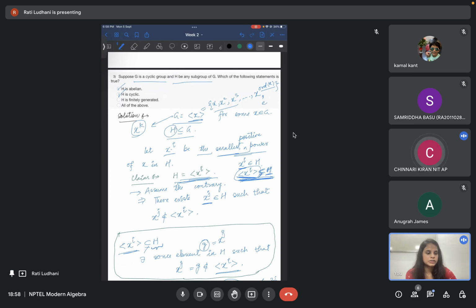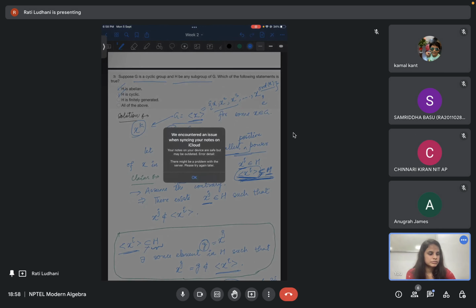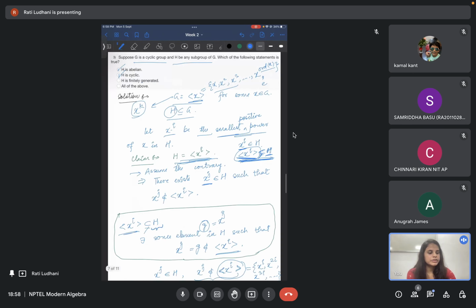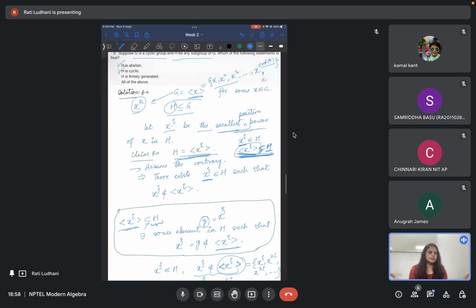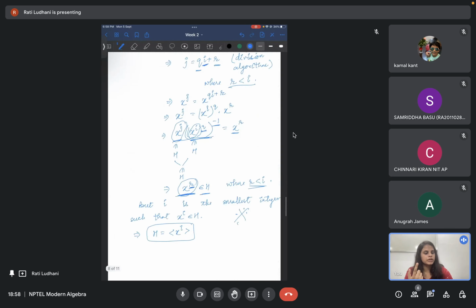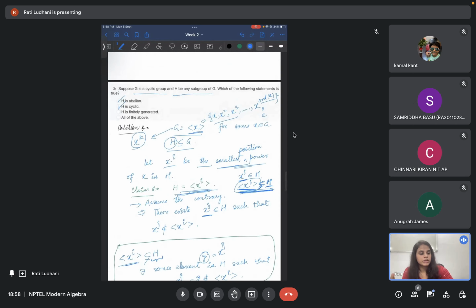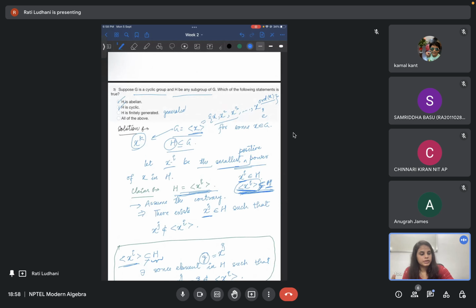Very good. And is H finitely generated? Yes, H is finitely generated. Finitely generated means a finite number of elements generate the set. Here there is just one element which is generating the set. So H is actually generated by just one element, which is finitely many. So this is true, and because of this, all of the above.